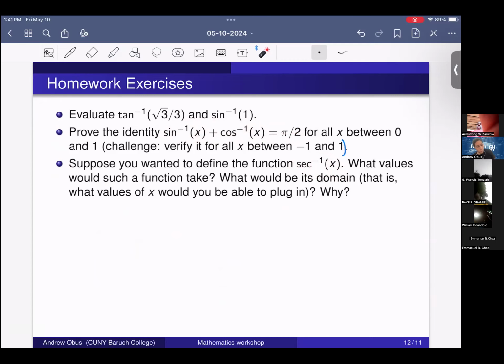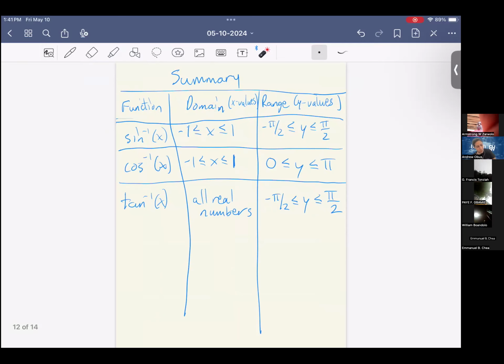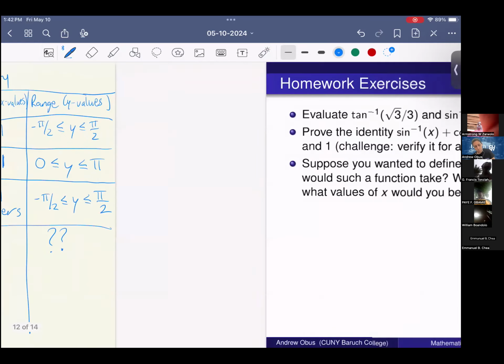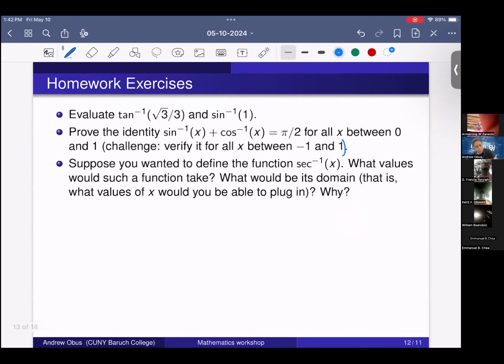So the question is, how would you finish filling in this chart? If I wrote secant inverse of x, what would the domain be, and what would the range be? What numbers can you find an angle whose secant is that number? That would be the domain. And what values of x do you need to plug in to get all of the possible secants? That would be the range. There's not necessarily one right answer here. It's a bit of an open-ended question, so this is just something to think about, and we can discuss it next time.